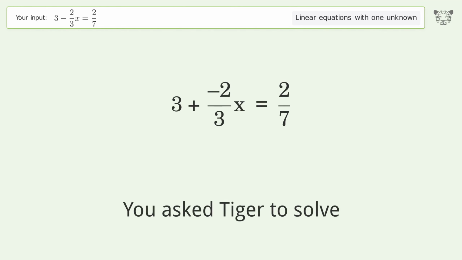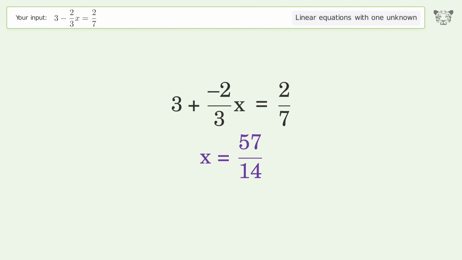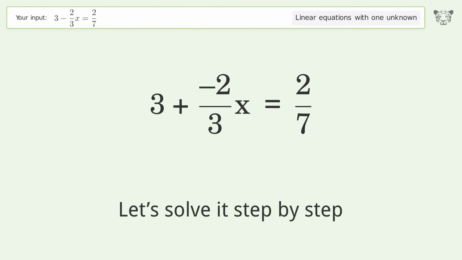You ask Tiger to solve. This deals with linear equations with one unknown. The final result is x equals 57/14. Let's solve it step by step.